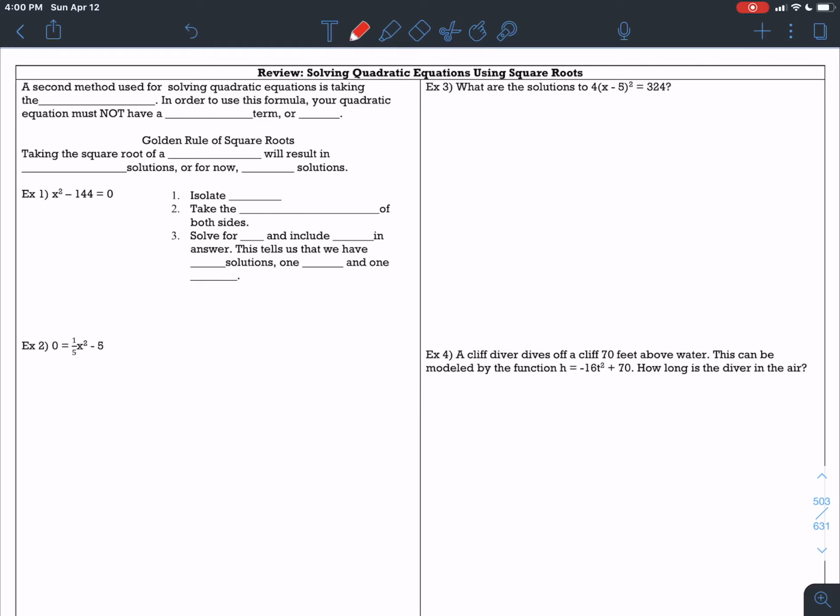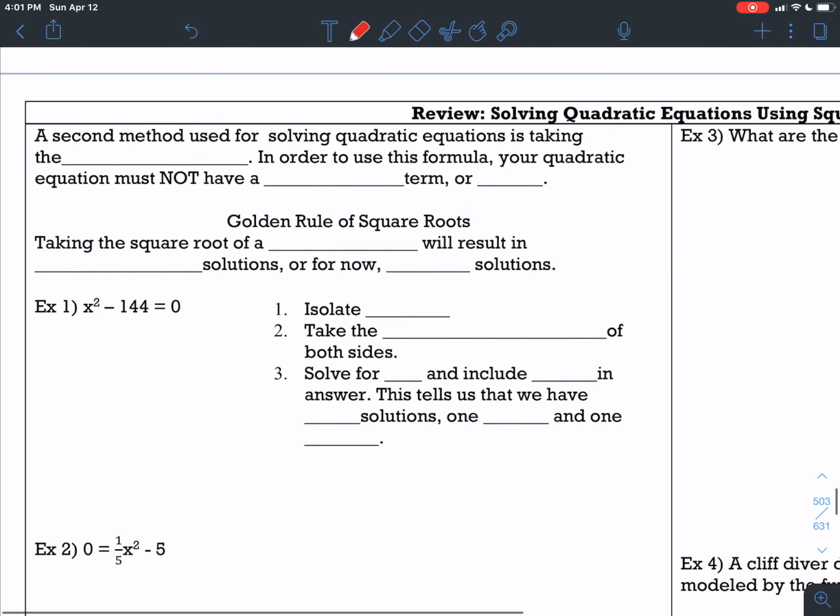All right, next part, solving using square roots. So sometimes we can have that difference of perfect squares, or we don't have a b value, or we have all kinds of other interesting things. So a second method used for solving quadratic equations is taking the square root. In order to use this formula, your quadratic equation must not have a middle term or a b in ax squared plus bx plus c. So it needs to look like this.